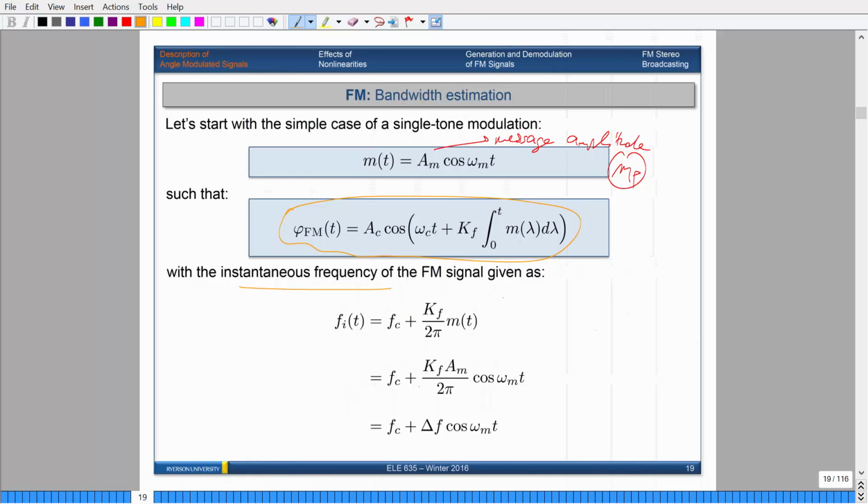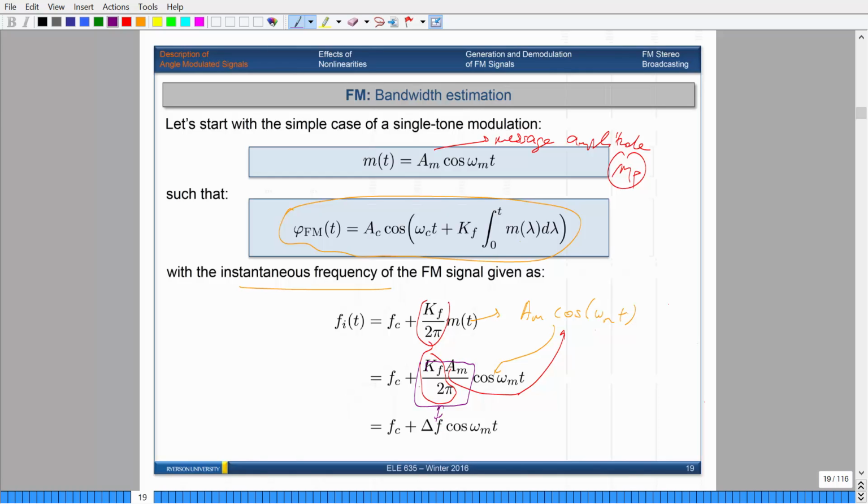And then if we substitute m(t) as A_m cos(omega_m t), we're going to get this over here. Okay, so this k_f over 2 pi factor comes over here, and then you have A_m cos(omega_m t), which is over there. I'm just doing this raw substitution, which is fine. Also, just for notational convenience, we're going to replace this entire block with a constant which is called delta f.